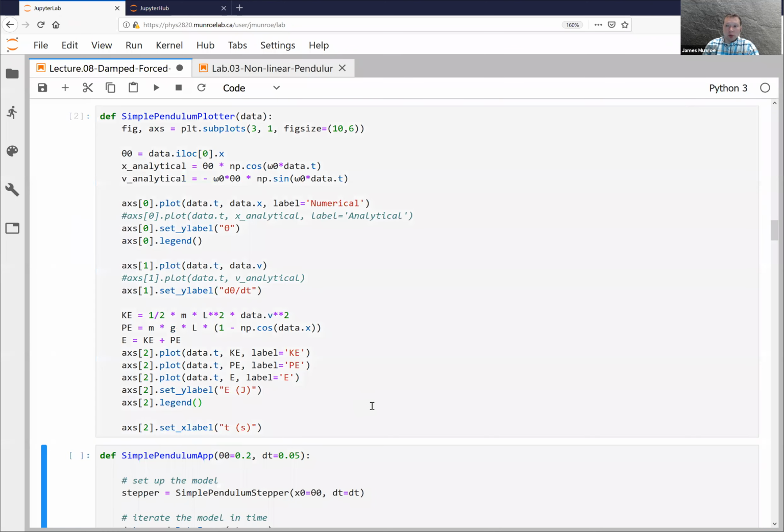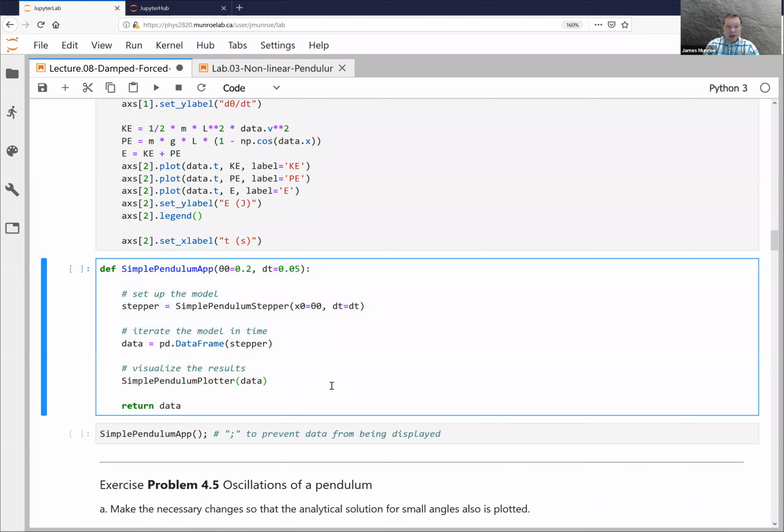So that function with a stepper and a plotter, something to visualize, allows us to write a nice little application. Let's set this thing up with an initial displacement of 0.2 radians, set it swinging back and forth with a time step of 0.05. And the idea of all of these models is you set up the model, actually run the model, and then you look at the output all the way through.